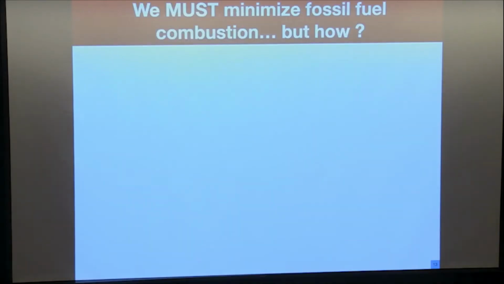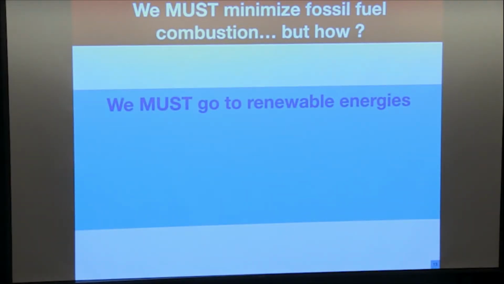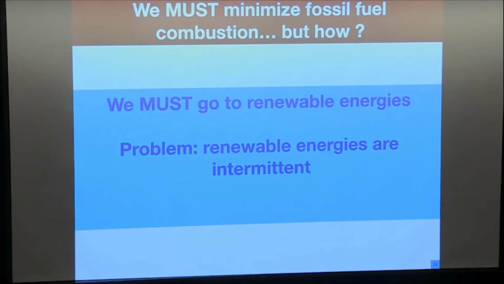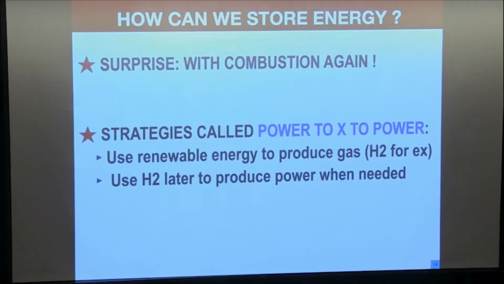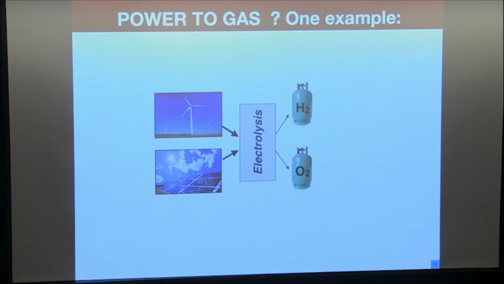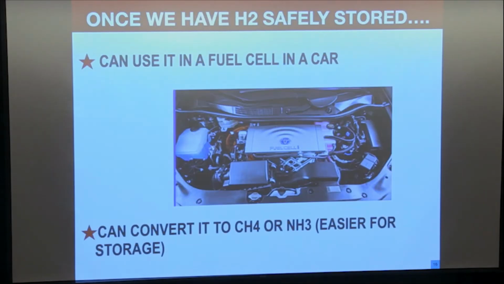So we know that we need to do something. And to minimize our fossil fuel combustion, we need to go to renewable. Everyone understands that. But renewables are intermittent, so you need to store them. And this is where H2 comes into the picture. And I've shown you that before. One solution is these power-to-gas solutions, where you use the renewables to produce H2 using electrolysis. And this H2, you can store it and recover it later, as late as you want, actually. I will not come back to that. I talked about it on Monday.